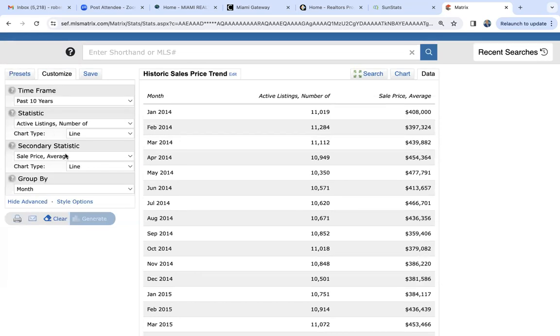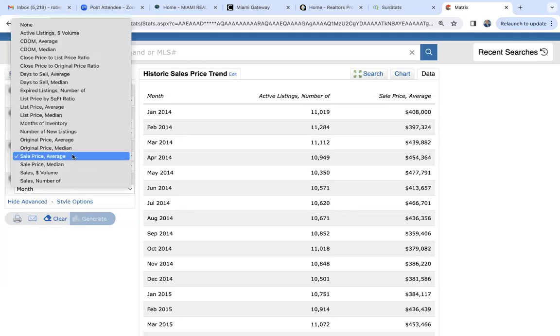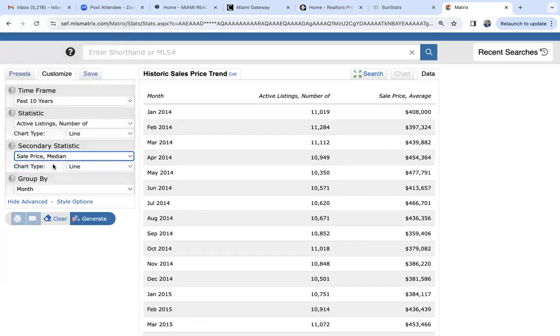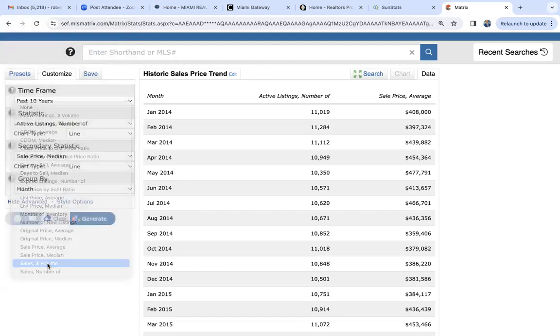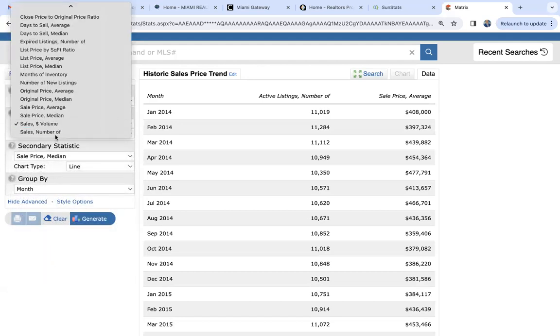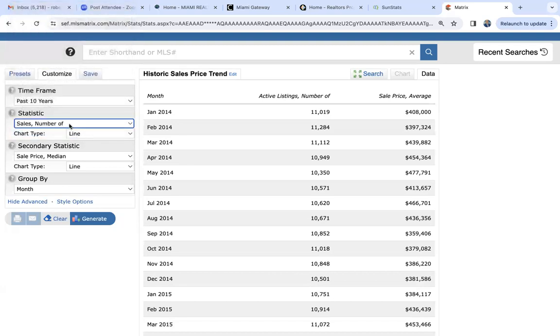And the secondary statistic, we're going to switch it from sales price average to sales price median. And then this is the number of active listings. I actually want to look at the sales volume. All right, so sales volume. Let's go number of sales. Number of sales. All right, and let's click on generate.